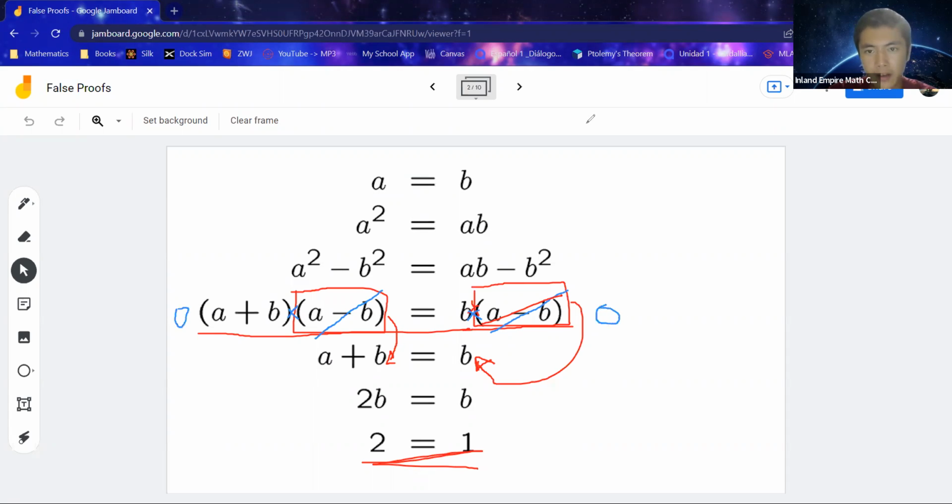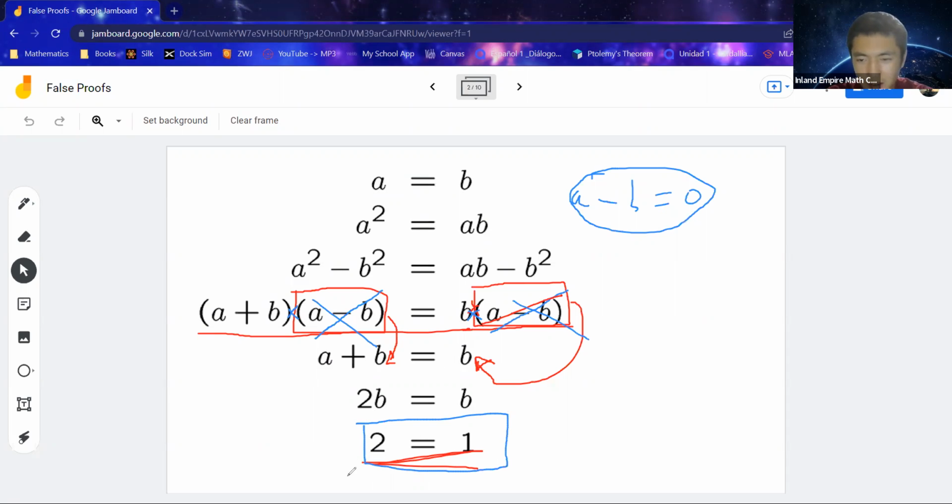What really went wrong here is that we divided by 0, right? Because since a is equal to b, if you do a minus b, wouldn't that give you 0? So in order to cancel the a minus b and the a minus b, we divided both sides by a minus b. And again, that's 0. And we can't divide by 0. That's how we got a plus b equals b, and therefore we got 2 equals 1. I see. Yeah, that's good.